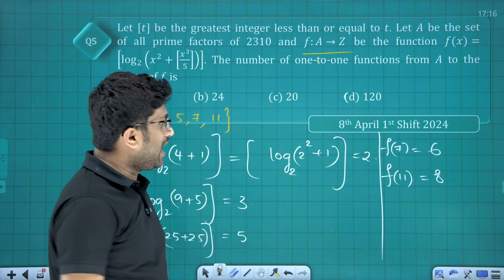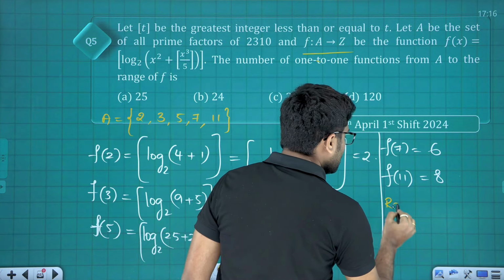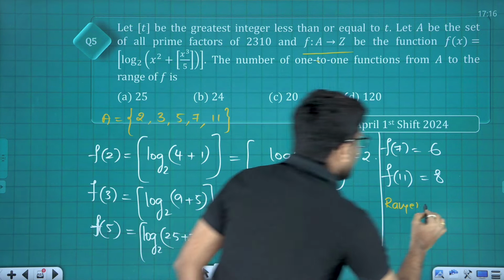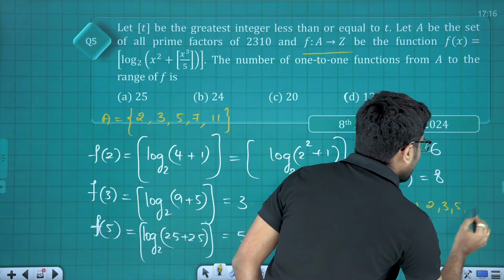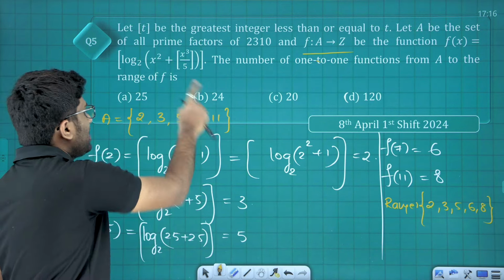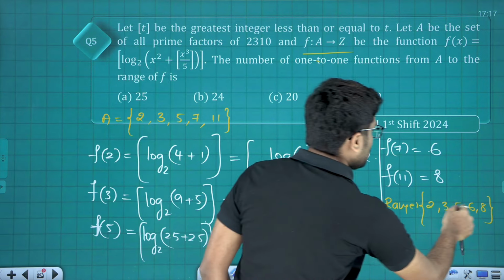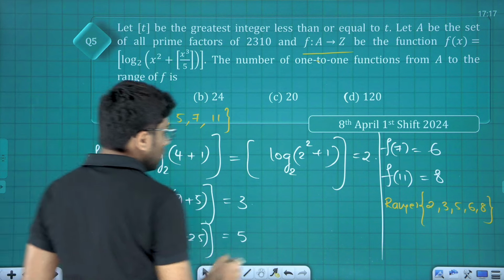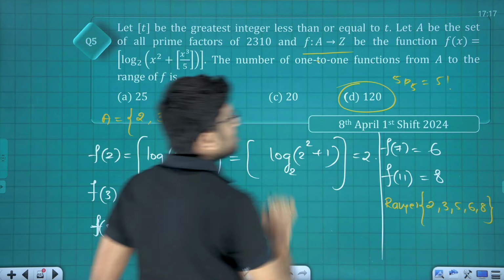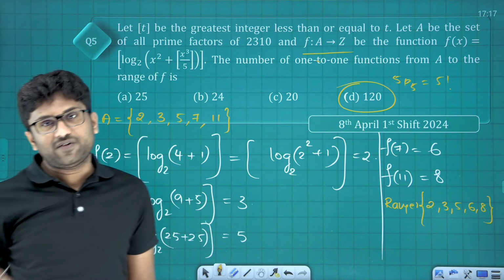Okay, now we have the range. What is the range of f now? Range is {2, 3, 5, 6, 8}. This is our range. Domain is {2, 3, 5, 7, 11}. Now the number of one-one functions, nPm: how many? 1, 2, 3, 4, 5, which is 5 factorial, 5P5, which is 5 factorial. Answer is 120.